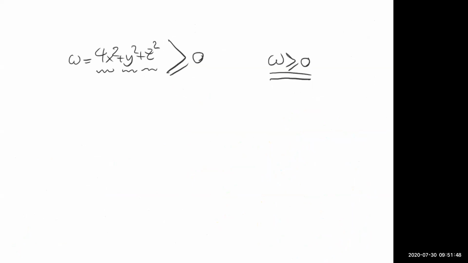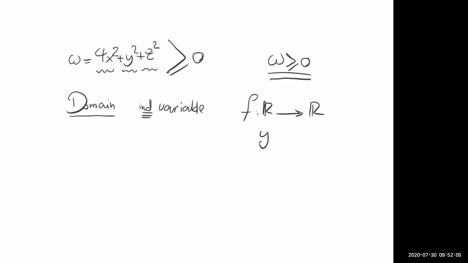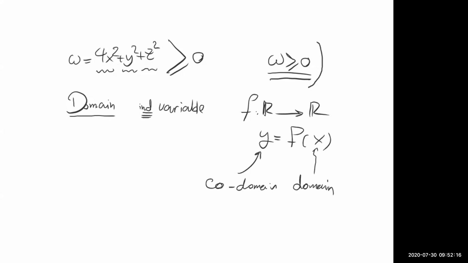But we usually don't call that the domain, because we usually say domain when we are referring to independent variables, like the domain of a function from R to R. For example, here we write y equals f of x. We say domain for this one. For y, we usually call it codomain. So the codomain here is W greater than or equal to 0. Yes.